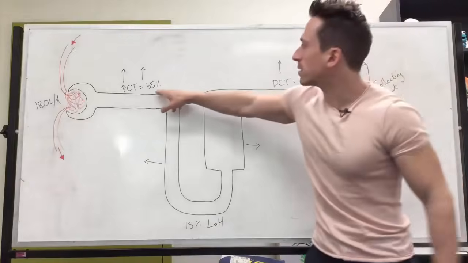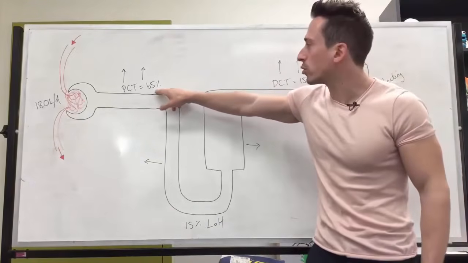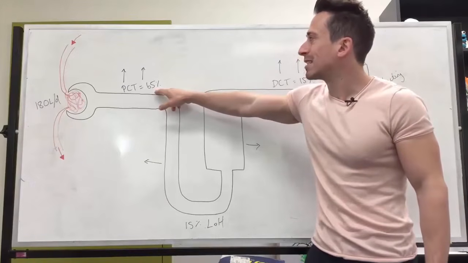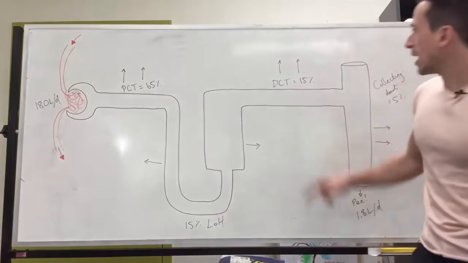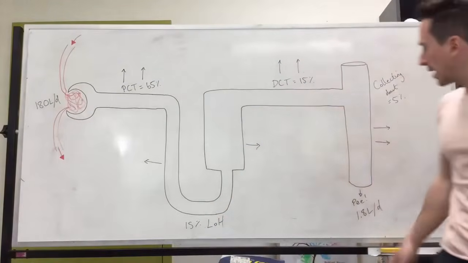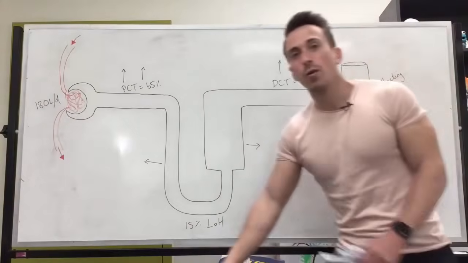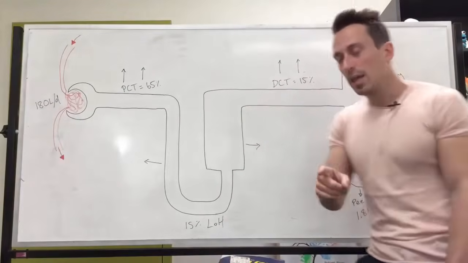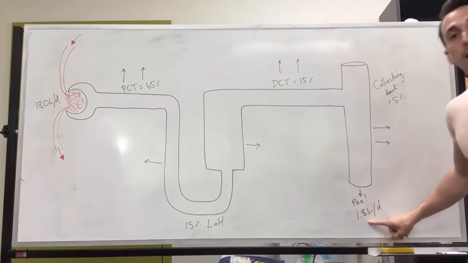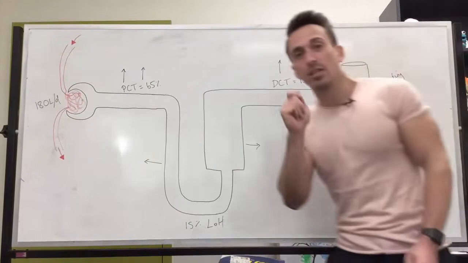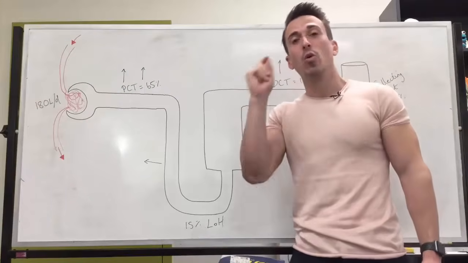So here, instead of reabsorbing 65%, we absorbed, let's just say 62%. And here we reabsorbed only 13%. And here we reabsorbed only 13%. And here we reabsorbed only 4%. If we did that, what you'd find is we wouldn't pee out 1.8 litres per day, we'd pee out 18 litres per day. And that's not possible. If we did that, we would die very quickly.